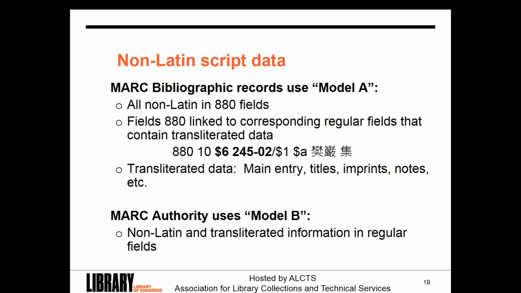The authority format, though, uses something that we call Model B. It's the MARC Model B, which says that you don't use 880s, but you put the transliterated and the non-Latin both in the regular fields. And we use that in the authority format. Now, there are some reasons why that works more easily in the authority format than it does in the bibliographic format.